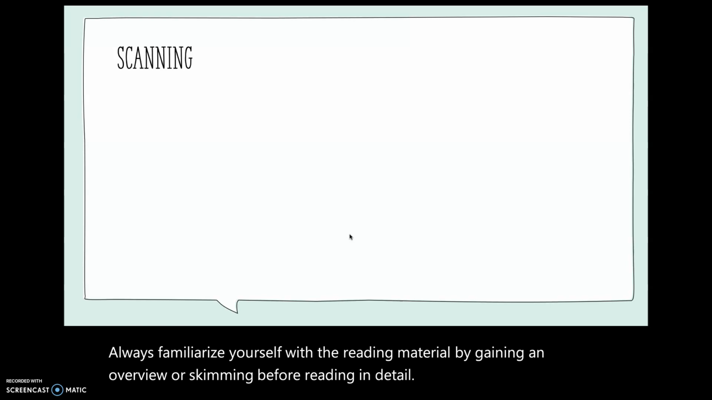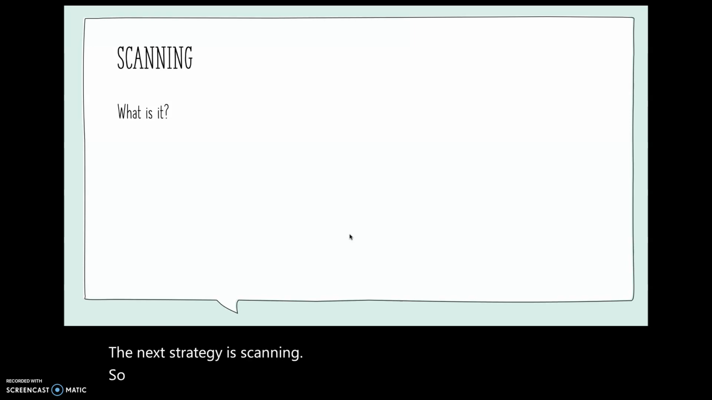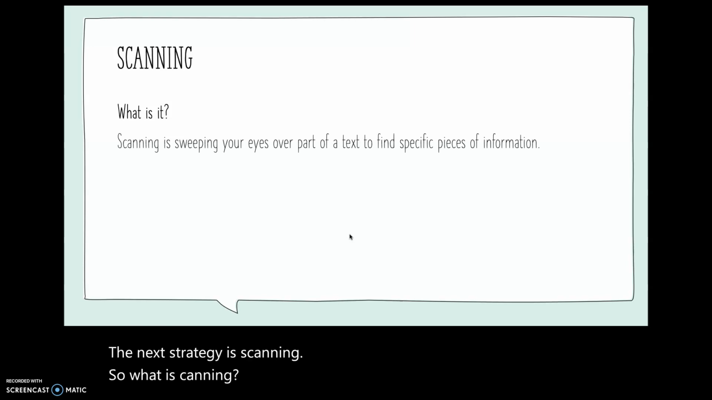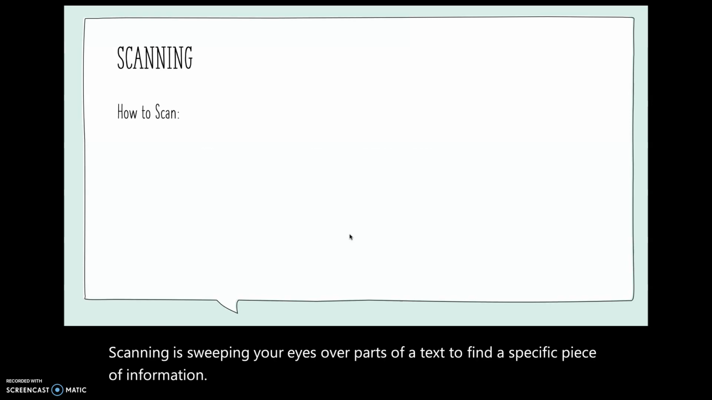The next strategy is scanning. So what is scanning? Scanning is sweeping your eyes over parts of a text to find a specific piece of information. How do we scan a text?